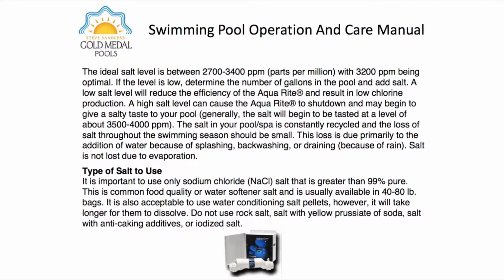Type of salt to use. It is important to use only sodium chloride salt that is greater than 99% pure. This is common food quality or water softener salt that is usually available in 40 to 80 pound bags. It is also acceptable to use water conditioning salt pellets. However, it will take longer for them to dissolve. Do not use rock salt, salt with yellow prussiate of soda, salt with anti-caking additives, or iodized salt.